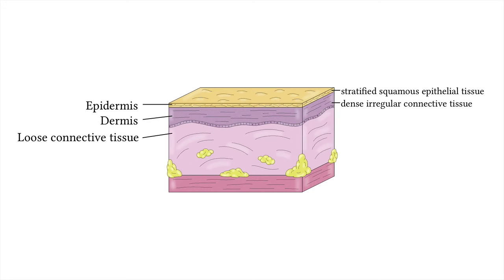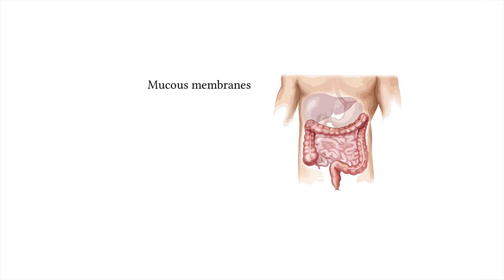The first category is mucous membranes. They line the entire digestive tract all the way through your body. Mucous membranes also line the respiratory tract, urinary tract, and reproductive tracts. All of these tracts open up to the outside of the body. This helps to protect the body.